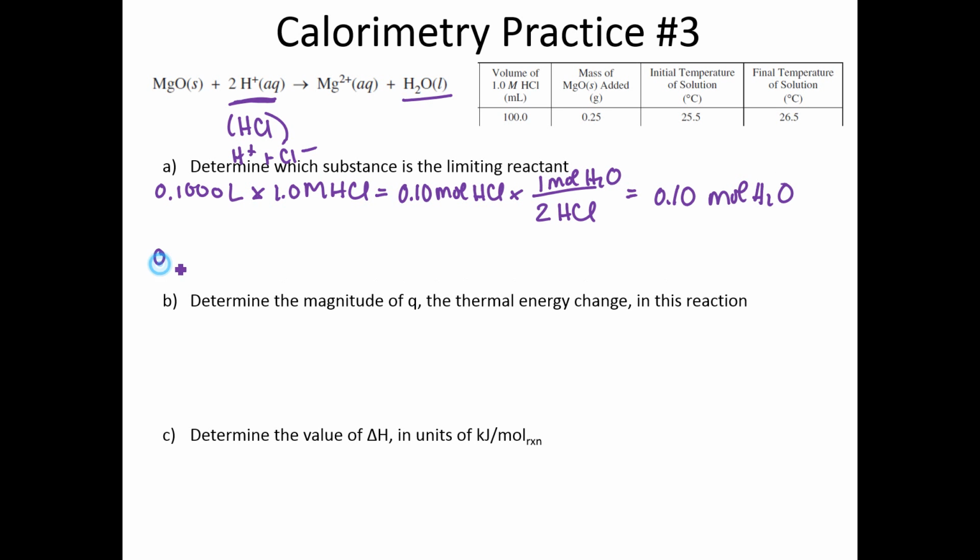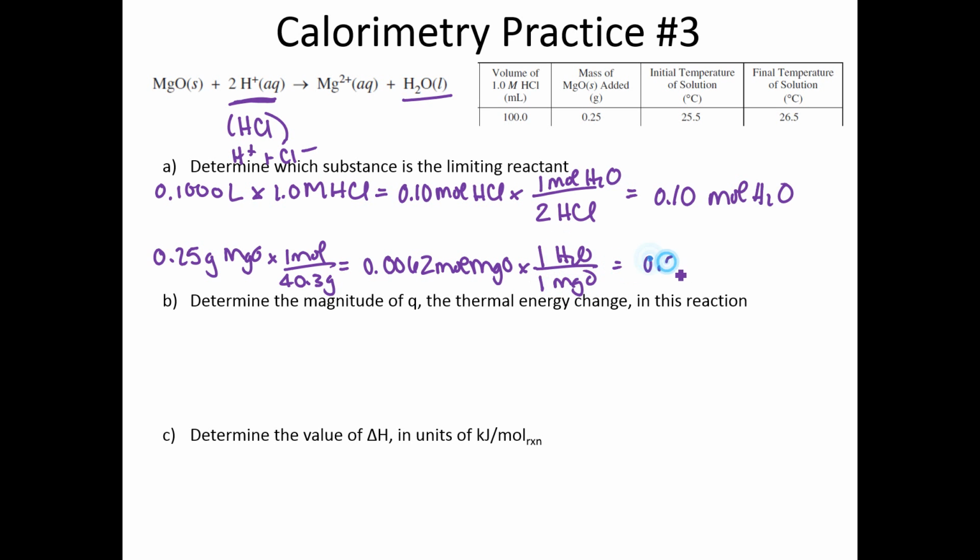If you look at your magnesium oxide and you do this calculation, 1 mole of magnesium oxide is 40.3 grams, so you end up with 0.0062 moles of magnesium oxide. In this case, it's a 1-to-1 ratio. So it looks like magnesium oxide will make less product, so magnesium oxide is my limiting reactant.